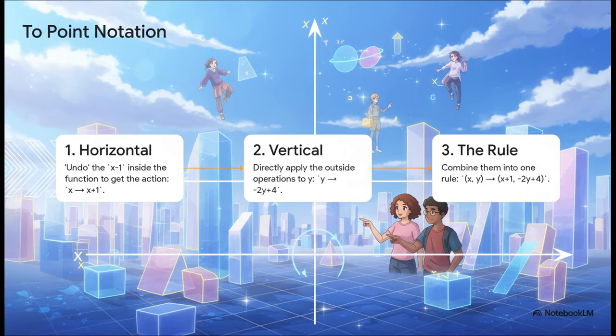It's super simple. First, let's look at the horizontal part. Inside the function, we see x minus 1. To find the action, we just undo it, right? So our x-coordinate becomes x plus 1. Easy.